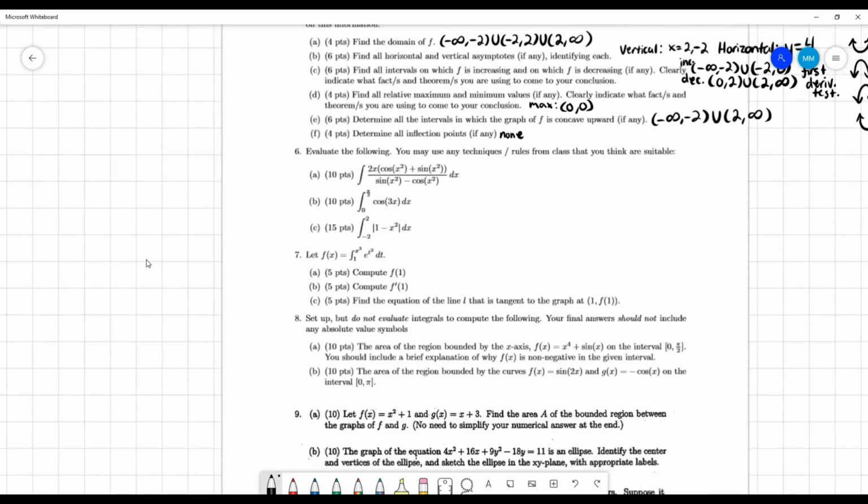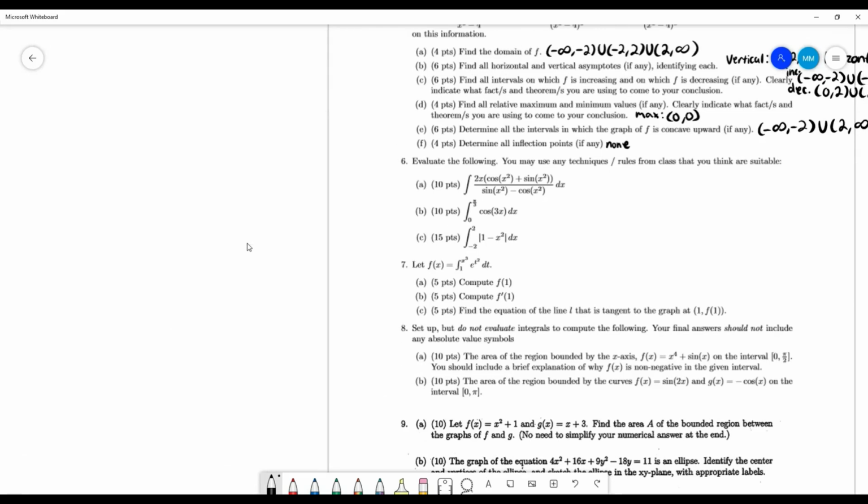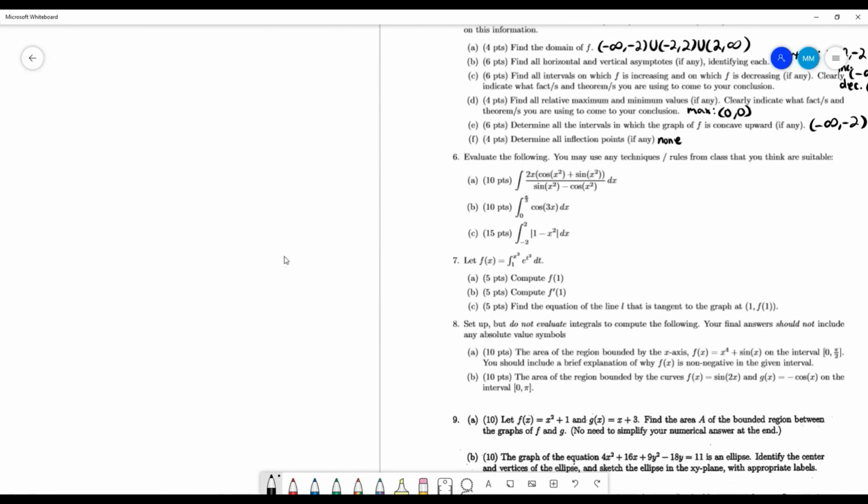Working our way down some more. Ooh, that's an ugly one. So now these are some integrals that they want us to evaluate. So the first one is an indefinite integral, but it is quite the mess. But I promise you, it's not as hard as it looks.